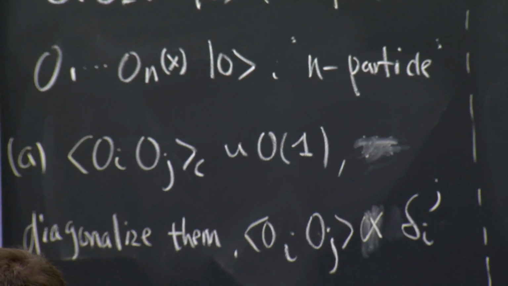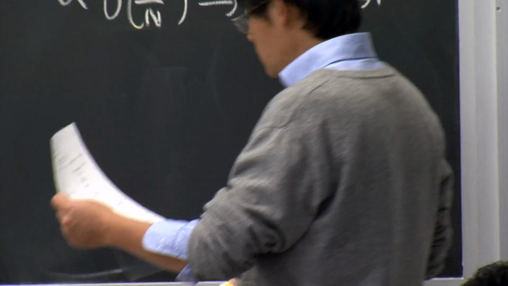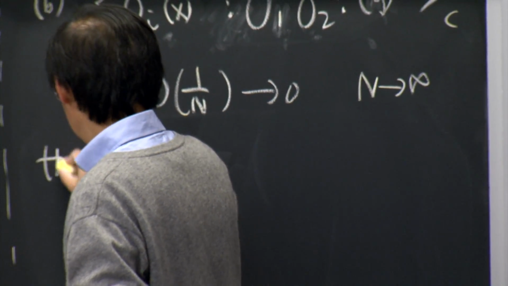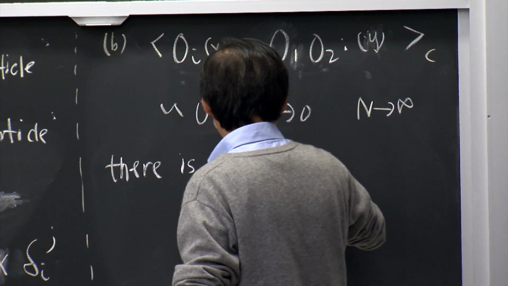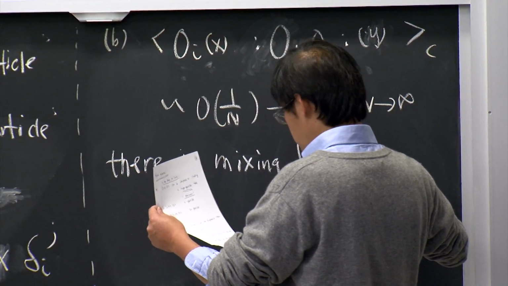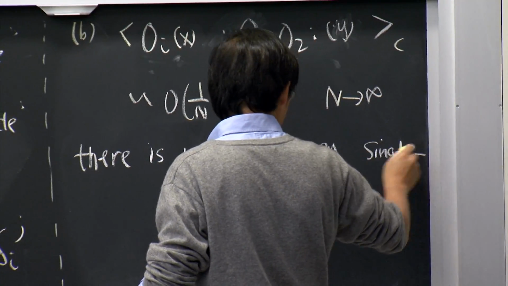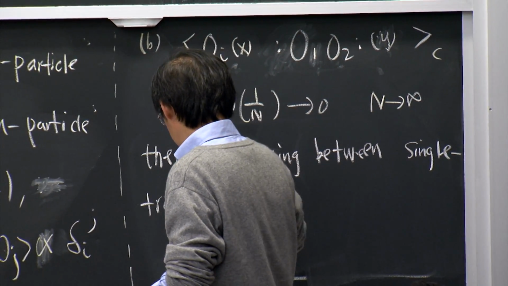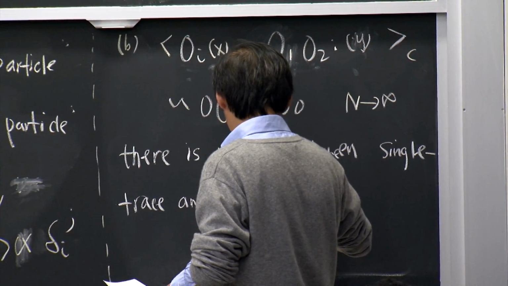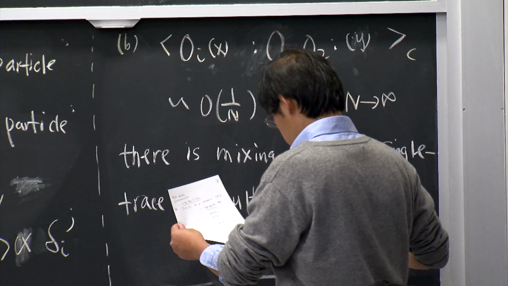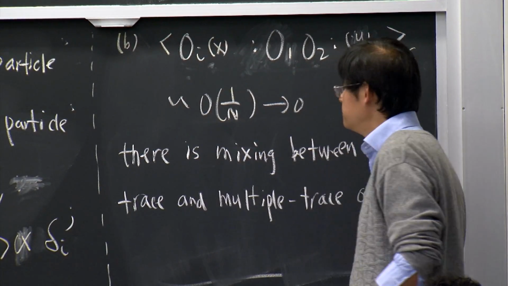Okay, so that means in the N goes to infinity limit, there's no mixing between what we call the single particle state, single trace, and the multiple trace state.